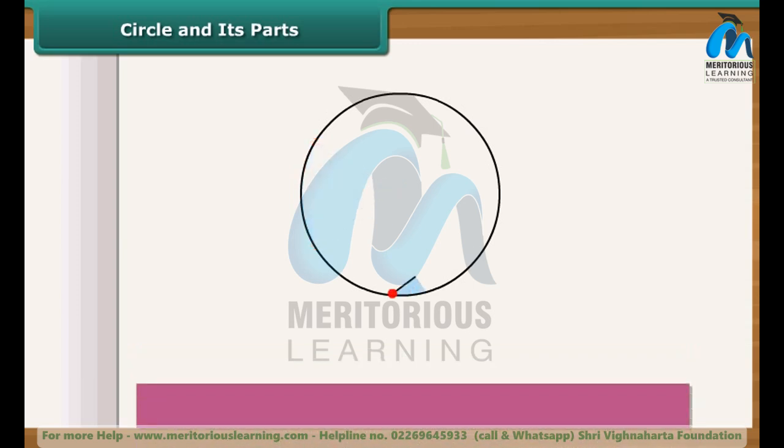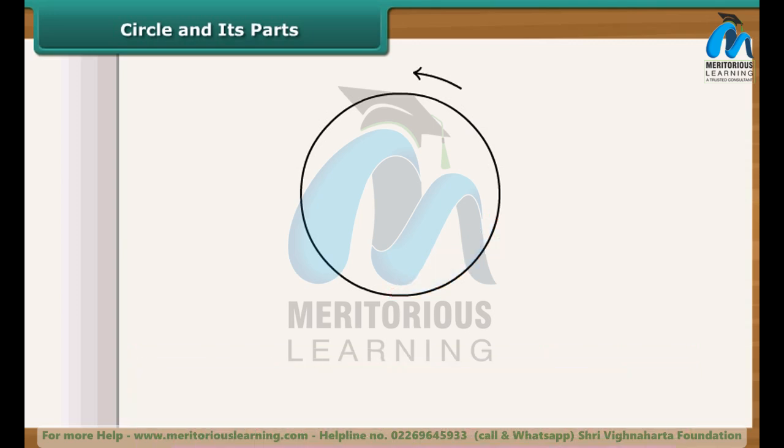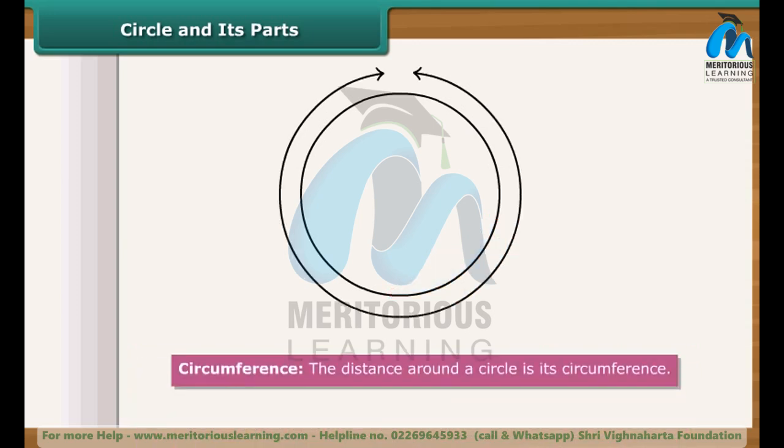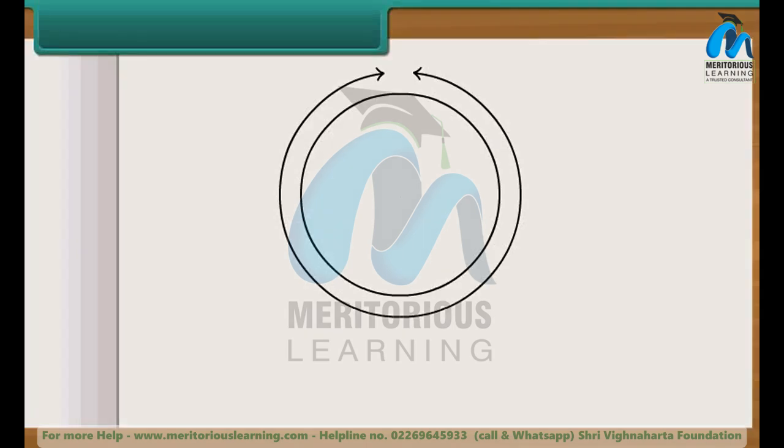Similarly, there is a portion bounded by a chord and an arc of the circle, which is called a segment of the circle. The boundary of a circle is known as the circumference of the circle. The distance around a circle is its circumference. Label the parts of the circle by placing the appropriate label at its position.